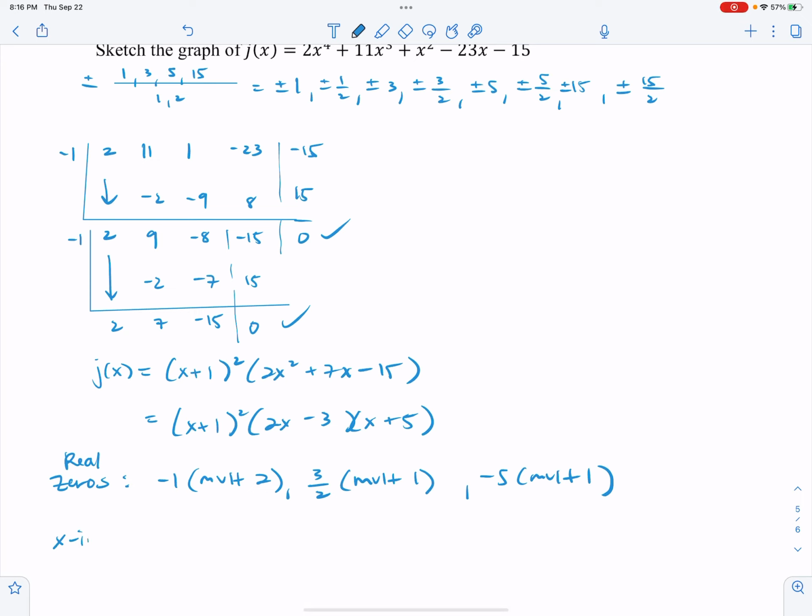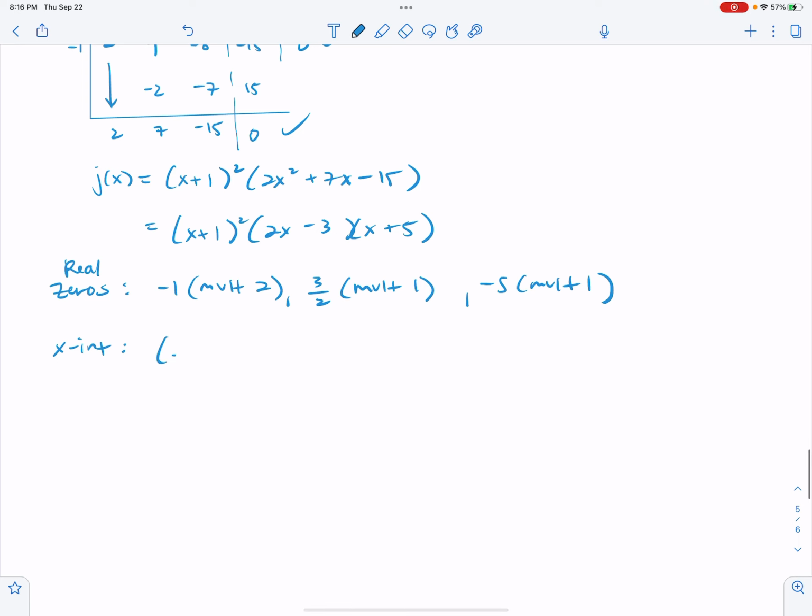So for our x-intercepts, (-1, 0) is just going to touch the x-axis. (3/2, 0) will cross like a line. And then (-5, 0) will also cross like a line. So cross straight through.